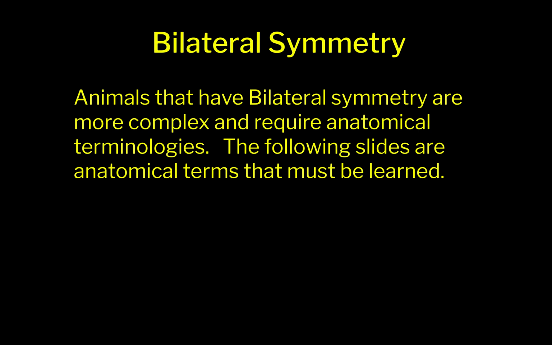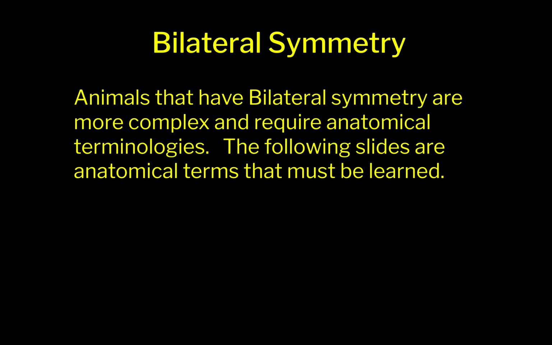This would not be on the quiz. I'm just going to tell you, when we talk about bilateral symmetry, remember there's a couple of other types of symmetry animals can have, but most animals fit into this type of symmetry. It says here that animals that have bilateral symmetry are more complex and require anatomical terminologies. So the following slides are these anatomical terms that you must learn. Again, there are 12. All right, so here we go.